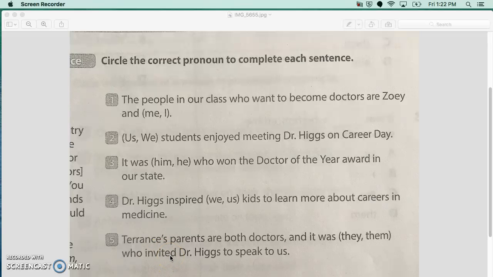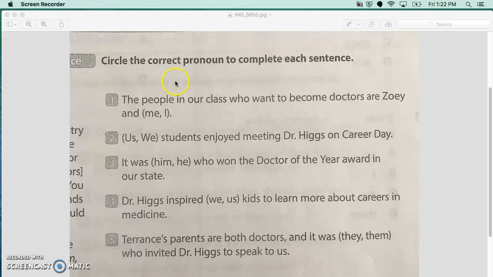So now you want to come over and ask yourself, who invited Dr. Higgs to speak to us? They invited Dr. Higgs to speak to us, or them invited Dr. Higgs to speak to us? You should have said, they invited Dr. Higgs to speak to us. Now read that sentence. Terrence's parents are both doctors, and it was they who invited Dr. Higgs to speak to us.